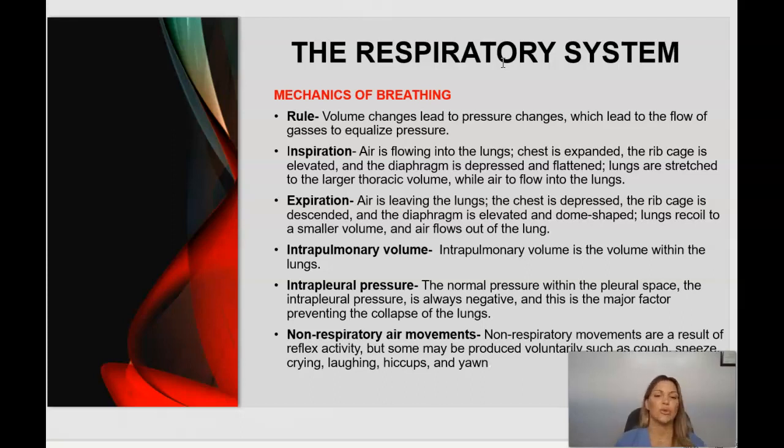Then there's something known as intrapulmonary volume, and this is the actual volume that's left within the lungs. We have intrapleural pressure, the normal pressure within the pleural space. The intrapleural pressure is always negative, so this is a major factor preventing our lungs from collapsing. And then we have non-respiratory air movements, a result of reflex activity such as hiccups or laughing, crying, yawning.